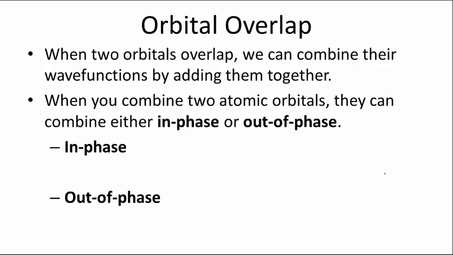All right, so we said back in Module 5 that in order to make bonds, two atoms have to have their orbitals overlap. And when their orbitals overlap, what we can do is combine those two orbitals by adding their wave functions together. And when we combine their wave functions, that's what's going to result in molecular orbitals.